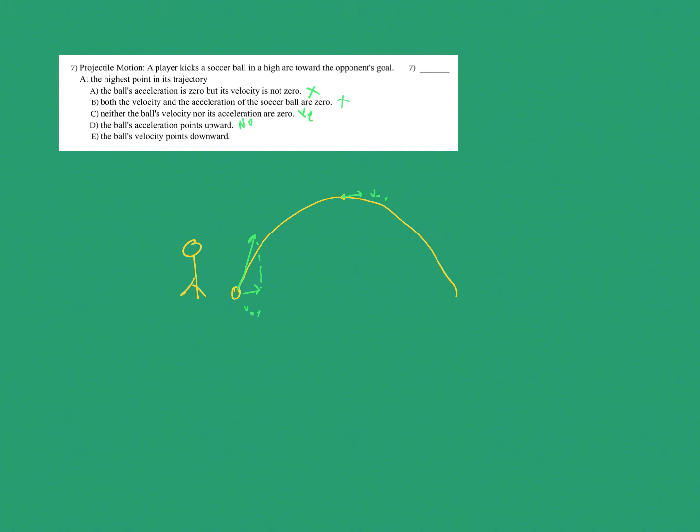The ball velocity points downward? No, the ball velocity points in the horizontal direction. So the only one that I consider could be true is C. We have finished. Good luck.